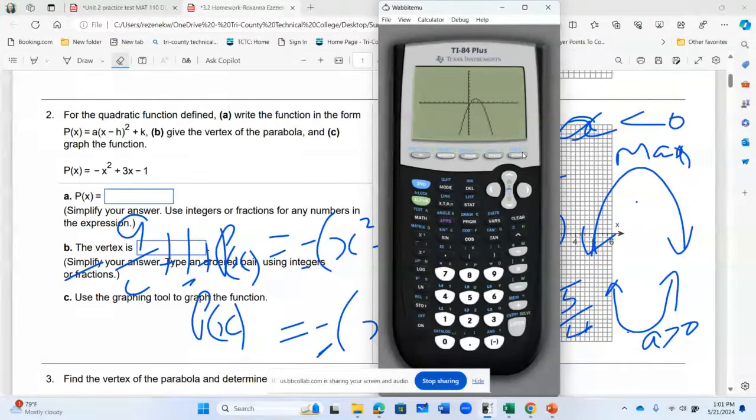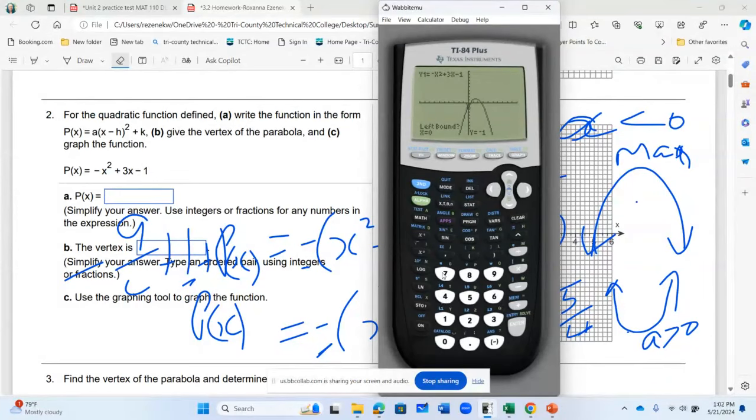So I see it's a maximum, and I'm looking for the maximum point. How do I find the maximum point? I will ask my calculator to give it to me. How do I ask my calculator? You do second calc. I already know it's a maximum, so I'll select number 4. Now I'm asking my calculator to give me the point at the top, the maximum point.